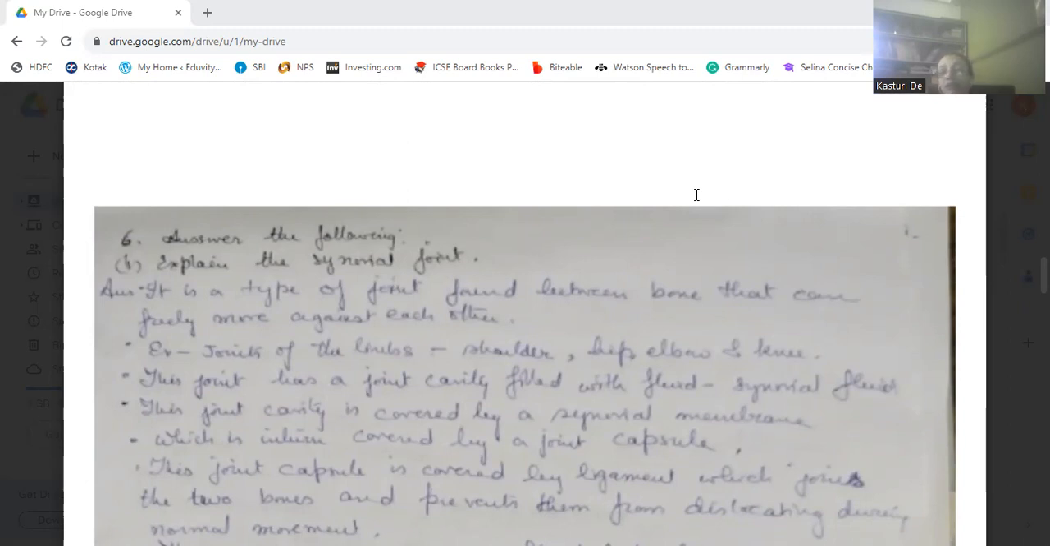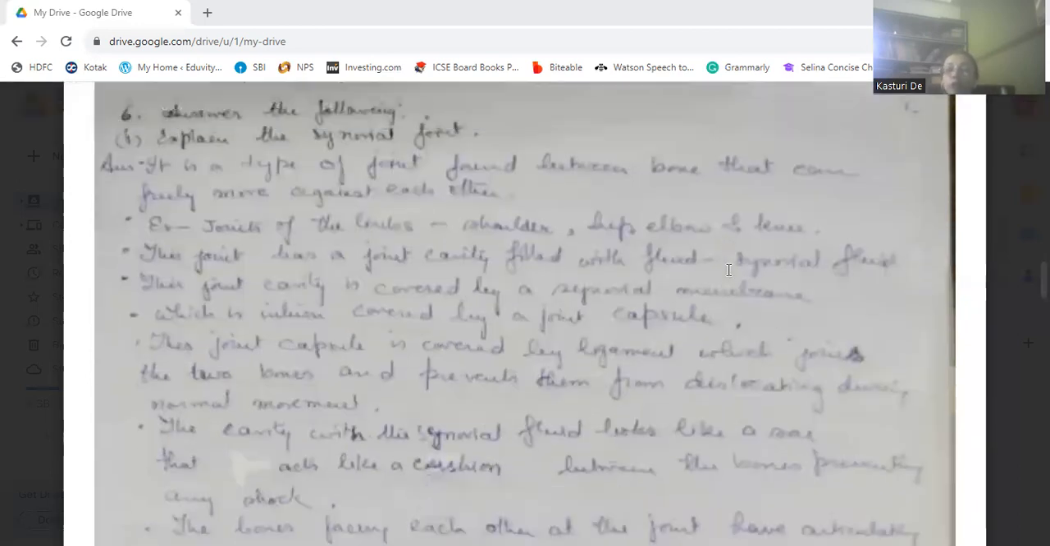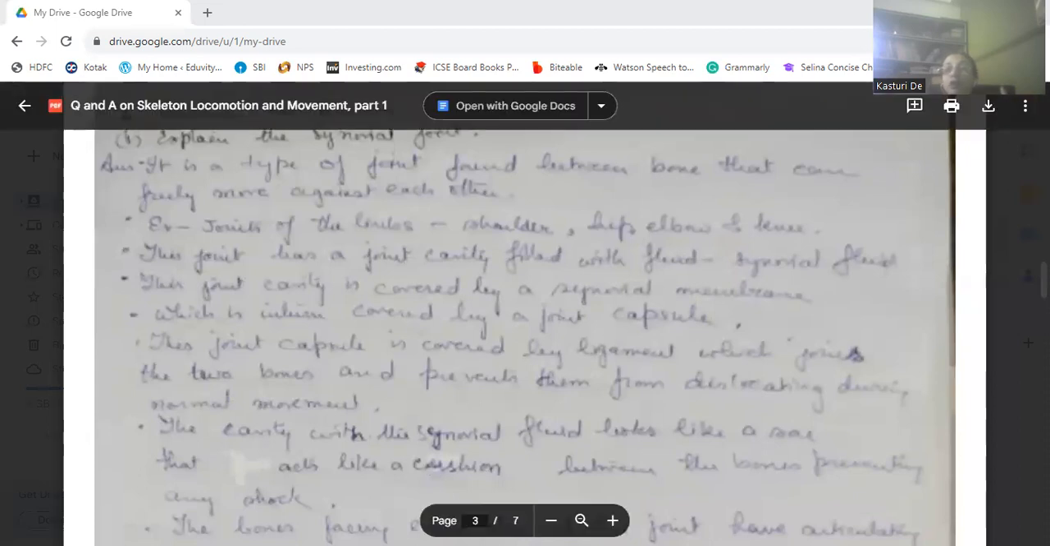The cavity is covered by a membrane known as the synovial membrane, which in turn is covered by a joint capsule. The joint capsule is covered by a ligament which joins the two bones together and prevents them from dislocating when you have a normal movement. When we normally move, the bones will not dislocate because they are joined by the ligament. The cavity containing the synovial fluid looks like a sac, and that acts like a cushion between the bones which prevents any shock.